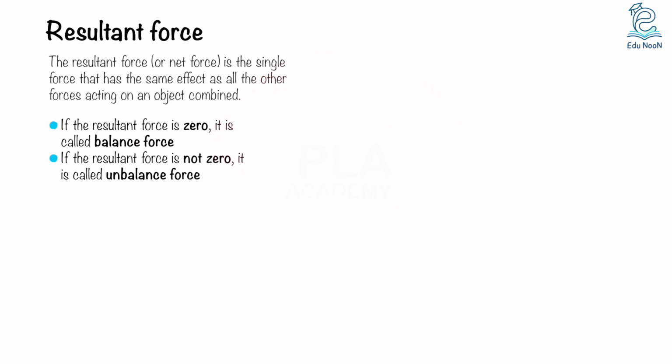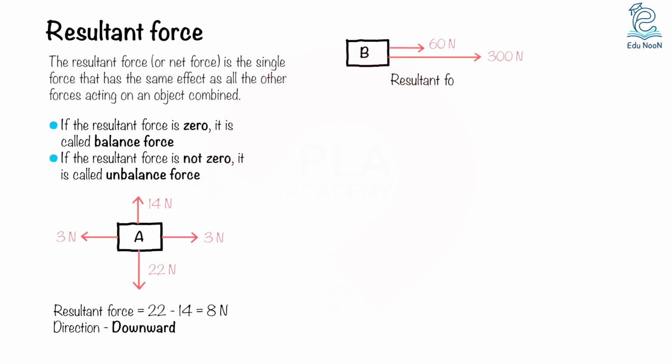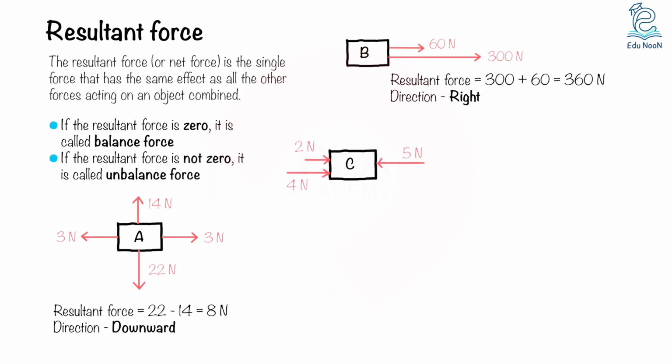Box B has the forces acting on it as shown. The resultant force can be determined by adding the two forces acting to the right, 300 newtons and 60 newtons. So, the resultant force is 360 newtons acting to the right. Box C has the forces acting on it as shown. The resultant force can be found by adding the two rightward forces, 2 newtons and 4 newtons, and subtracting the leftward force, 5 newtons. So, the resultant force is 1 newton acting to the right.